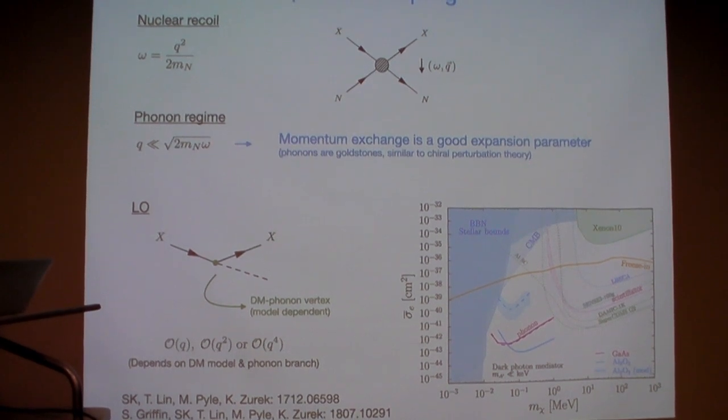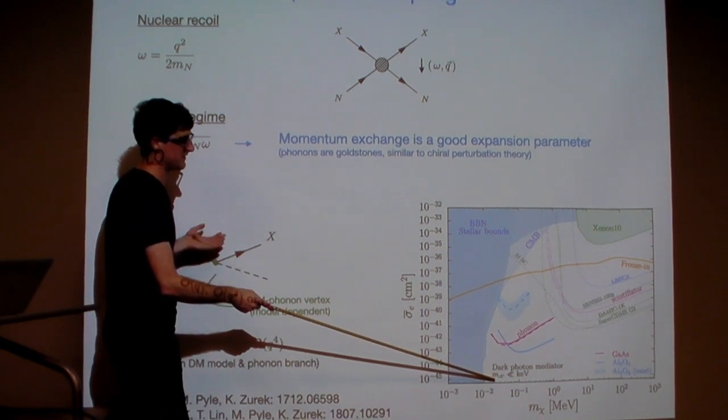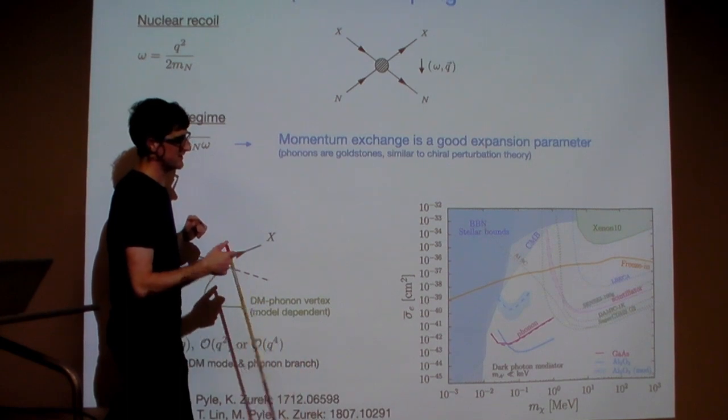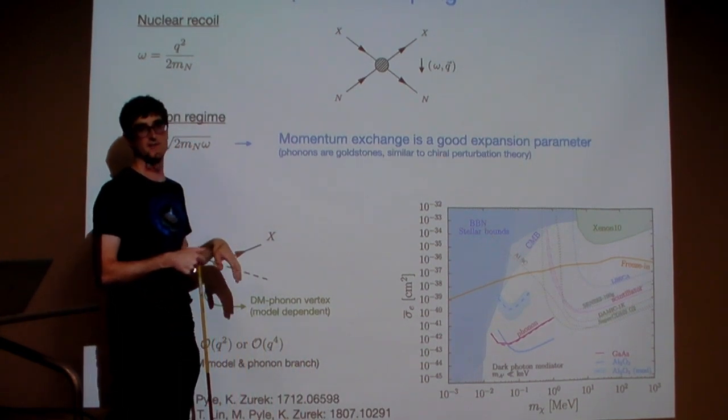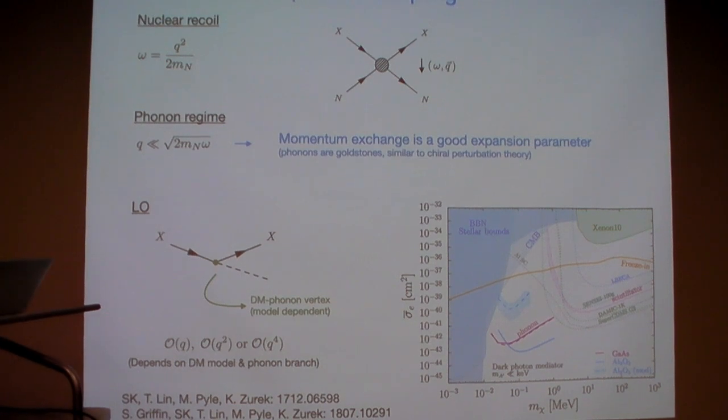Now, whether the mediator is a scalar or a fermion matters a lot, and we can discuss that if you're interested. A scalar mediator is much more constrained than a vector mediator, for various reasons that have to do with screening and stars and all sorts of stuff. That's why we usually take the dark photon. It's the least constrained case.